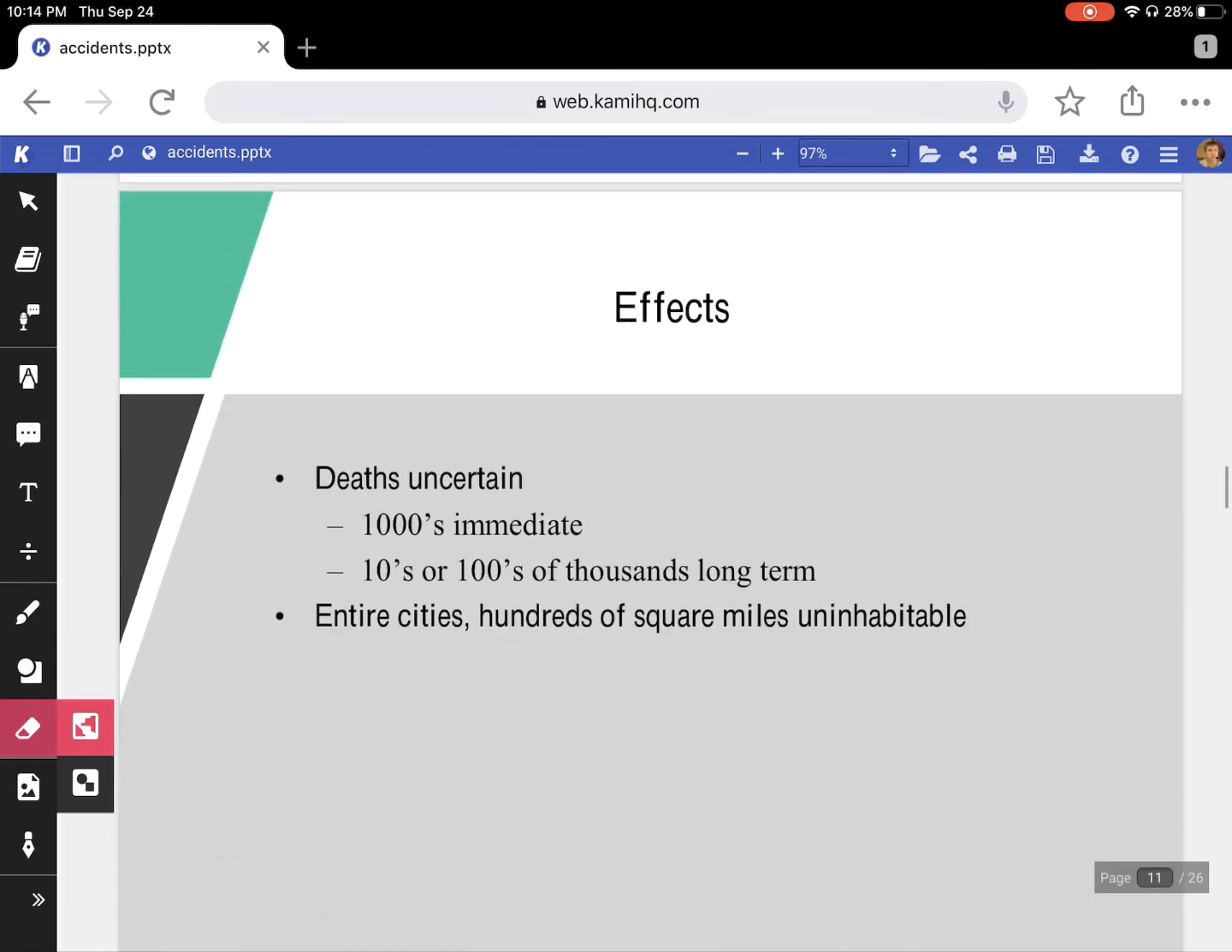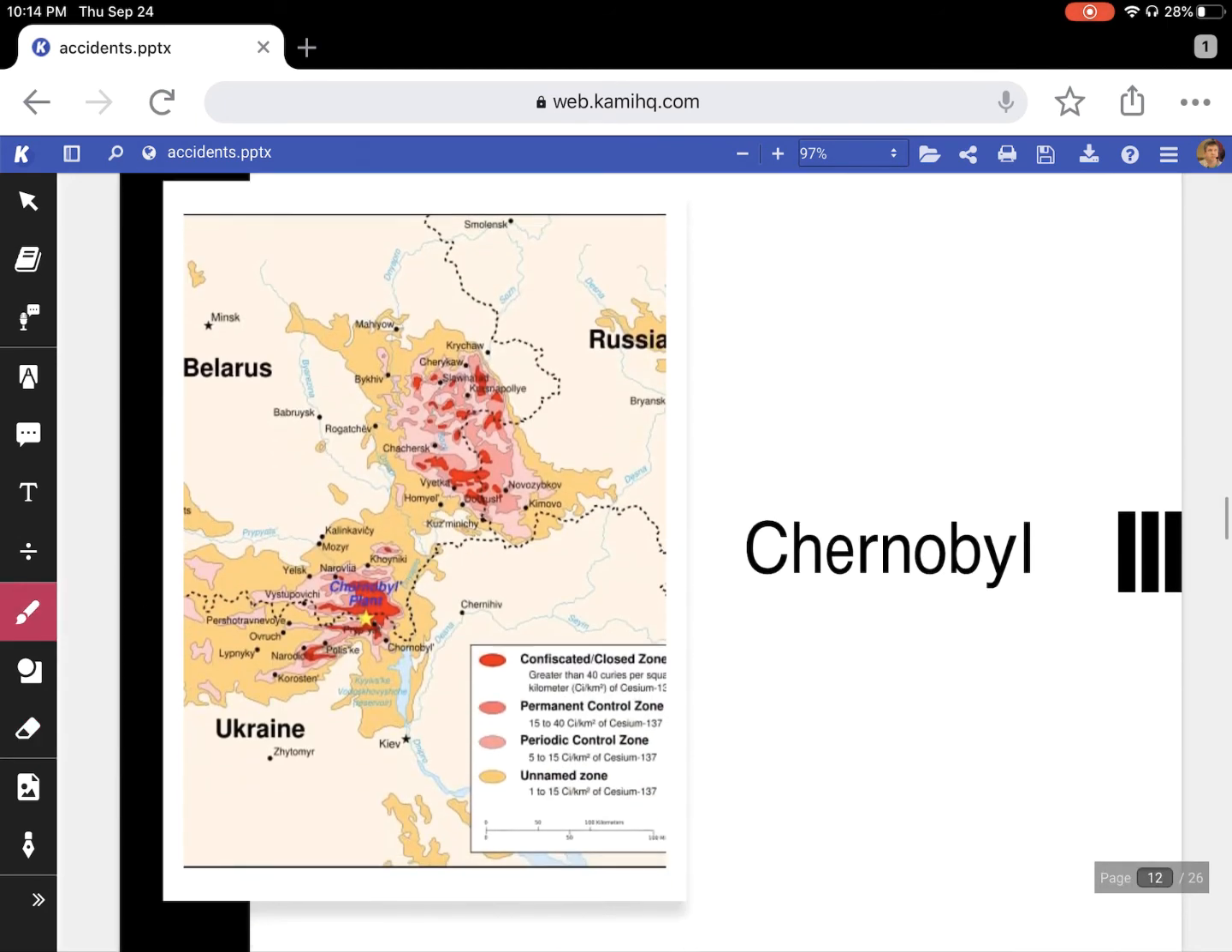And so the result of this was thousands of immediate deaths, tens or hundreds of thousands of long-term deaths. Entire cities and hundreds of square miles were rendered uninhabitable. If you look at the scale on this map, it's a little hard to see, but this is 100 miles here on the scale at the bottom. And so pretty much the areas in red and dark pink on this map are permanently uninhabitable, at least in terms of any of our lifetimes.